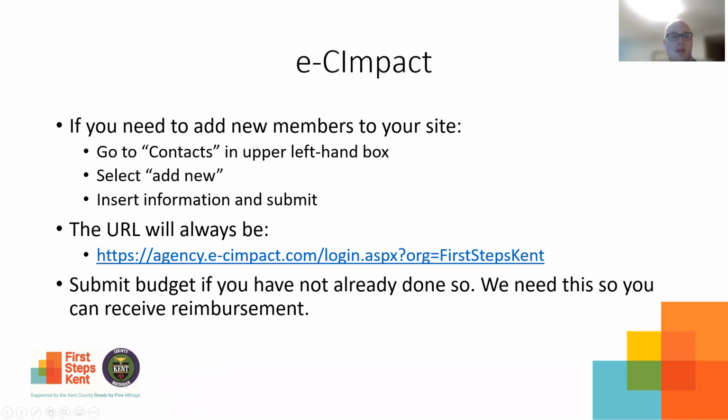All right. I know we have done a few things through CImpact already, our applications, our budgets, but if you need to add any staff members to CImpact, it's quite easy. All you'll do is once you log into your agency site, there's a box on the upper left-hand corner. You'll click contacts, then there's an add new button. You'll just click that. You'll insert the information and submit, and then they will have the login capabilities. And the URL for CImpact will always be this one. We can throw it in the chat at some point or send it again.